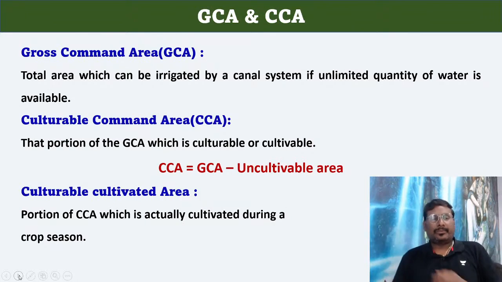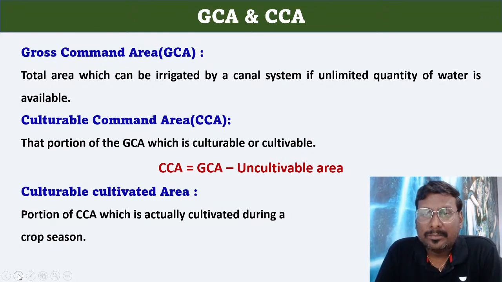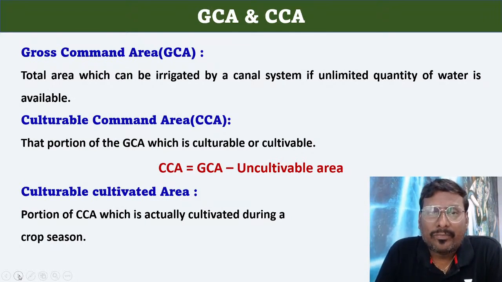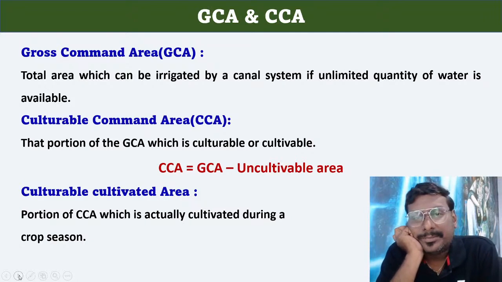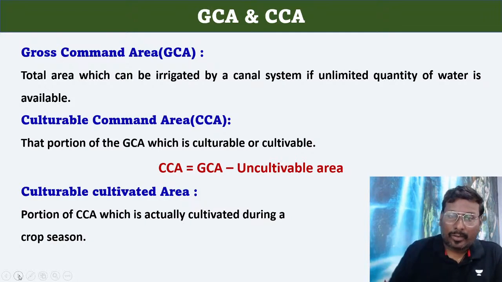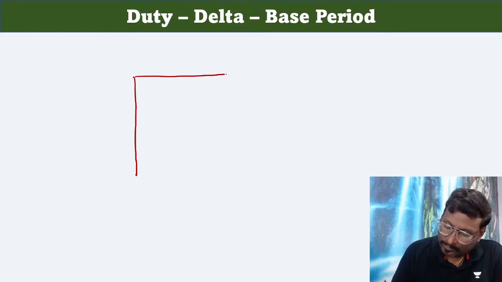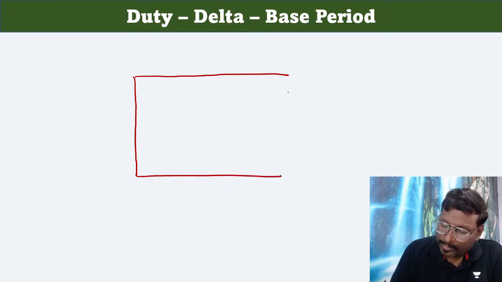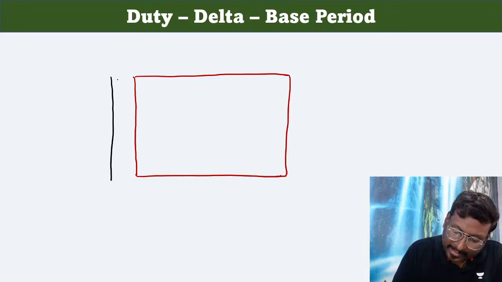Here you need to know GCA, gross command area: the total area irrigated by a canal system if an unlimited quantity of water is available. For example, this is a region through which a canal system is providing water.